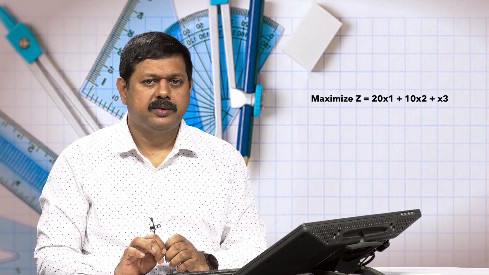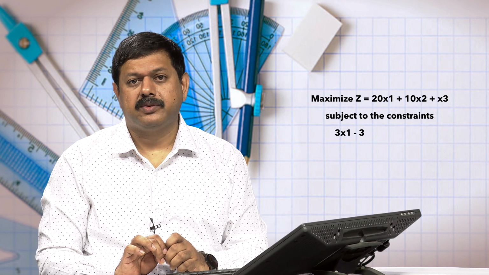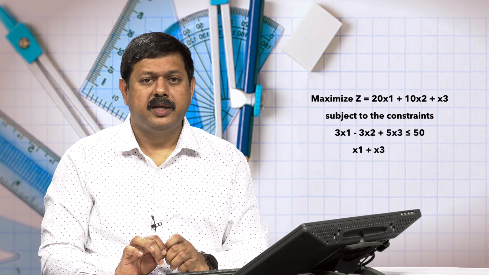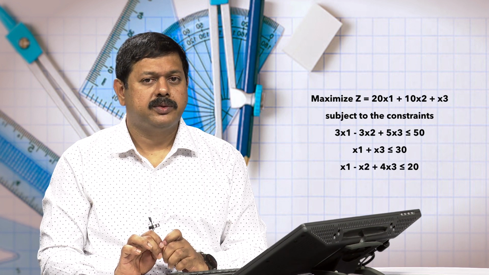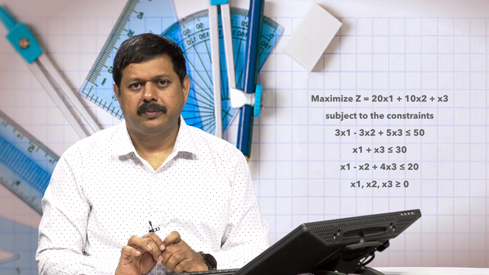Maximize z is equal to 20x1 plus 10x2 plus x3 subject to the constraints 3x1 minus 3x2 plus 5x3 less than or equal to 50, x1 plus x3 less than or equal to 30, x1 minus x2 plus 4x3 less than or equal to 20, where x1, x2 and x3 are all greater than or equal to 0.